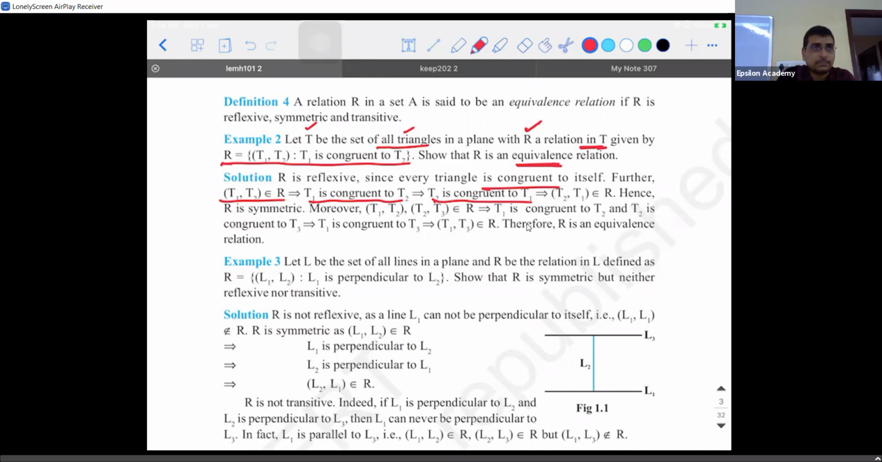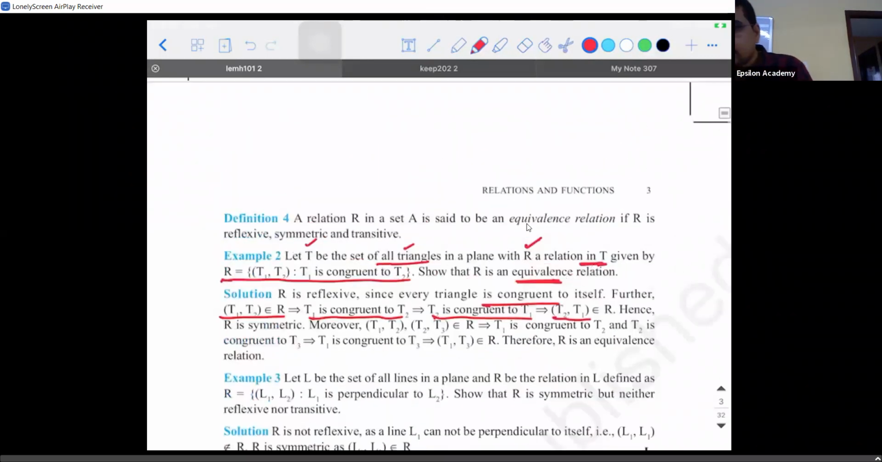This is the way you're supposed to write in the exam. All these things I'm explaining only for you to visualize. Any doubt? When you write it in the exam, this is the way you're supposed to write, because then you will get marks. So if T1 comma T2 belongs to R, from that statement you are concluding T1 is congruent to T2. That is decided by you. That also implies the next statement, T2 is congruent to T1, is the fact. So from that you can conclude that T2 comma T1 also belongs to R. Hence it is symmetric. Clear? No confusion, right?